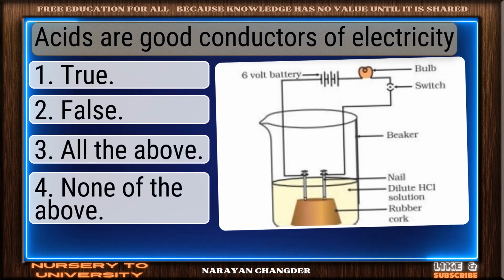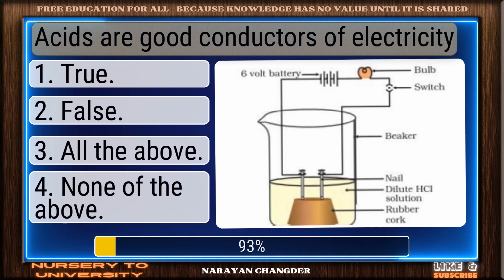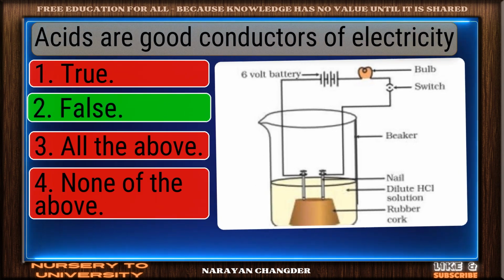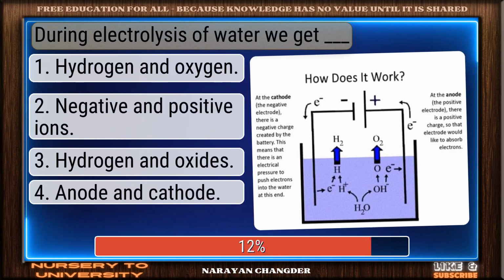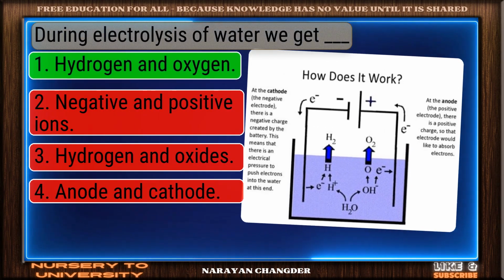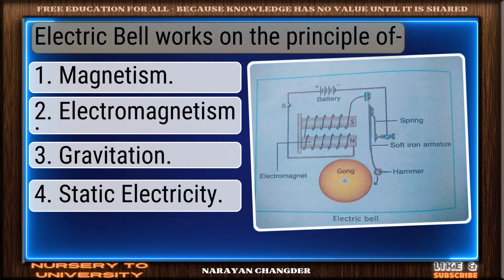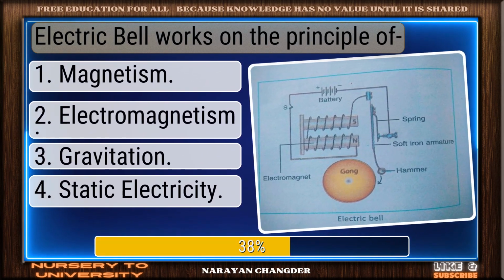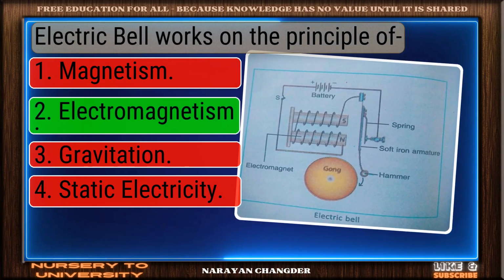Question number 141. Acids are good conductors of electricity. Good job. Your answer false works well here. Question number 142. During electrolysis of water we get dash. Exactly. Hydrogen and oxygen make sense, and it is the right choice. Question number 143. Electric bell works on the principle of. Right choice. Electromagnetism is the best answer.